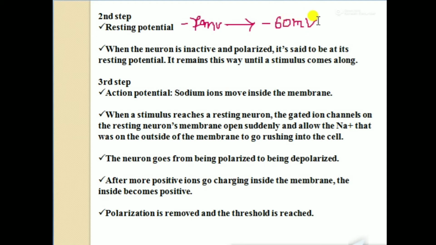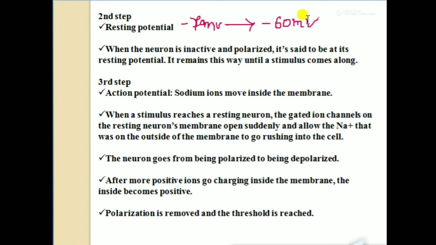When the membrane potential comes to minus 60 millivolt, certainly all the sodium channels open. Certainly a drastic change happens in the channel configuration.